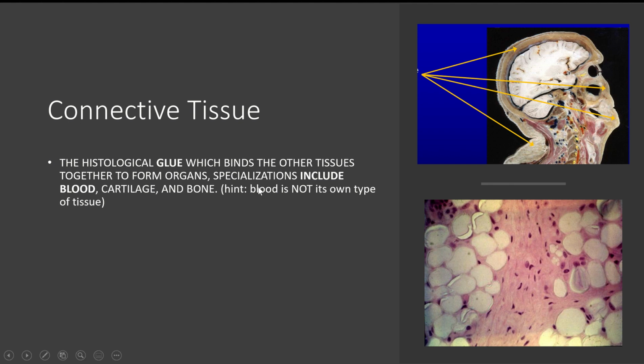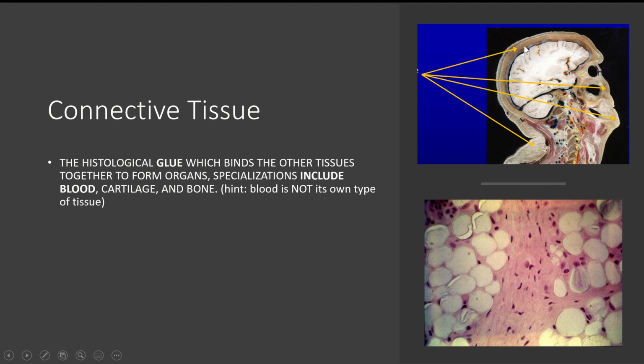Okay, and connective tissue also has some specialization, so that's going to include blood, cartilage, and bone. Those are types of connective tissue. They're subtypes within connective tissue. Okay, so blood is not its own type of tissue. That's a hint. Some of y'all may see that on your quiz. Blood is not its own type of tissue. It is a subtype within connective tissue.